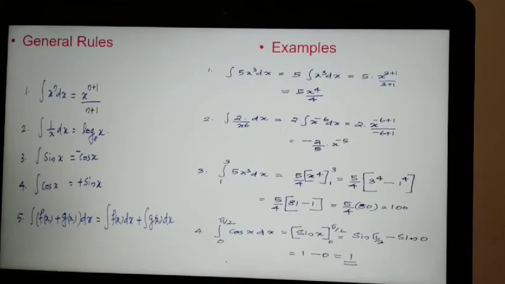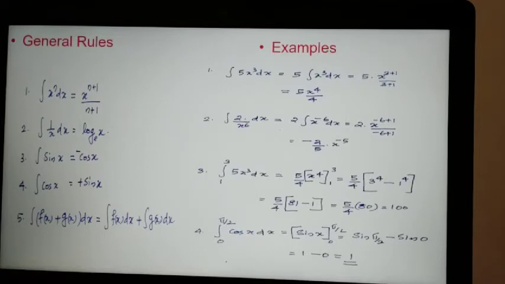1 by x to the power 6, you can take it as x to the power minus 6. So that will be 2 into integral x to the power minus 6 dx. So 2 into x to the power minus 6 plus 1 divided by minus 6 plus 1. That is again x to the power n dx, which will be x to the power n plus 1 divided by n plus 1. So that will become 2 into x to the power minus 5 divided by minus 5. So that can be taken as minus 2 by 5 into x to the power minus 5.